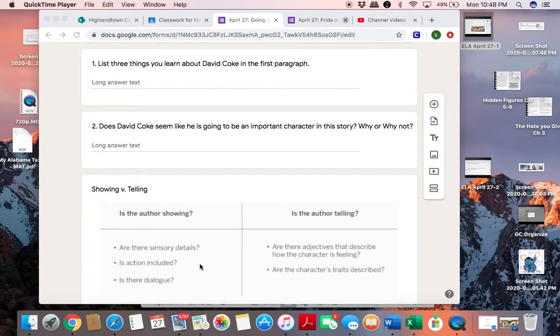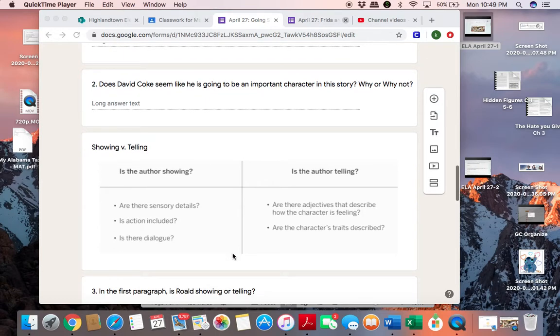So here are some things we're going to be looking out for today. We are looking for things that we're learning about David Koch, and we want to think about at what point Dahl is telling us how Koch is versus when he is showing us who he is. If he is showing us, he's going to be giving us sensory details, how something looks, tastes, sounds, feels, or smells. Action, what is a character doing? And what is a character saying? Dialogue. Those are all versions of showing.